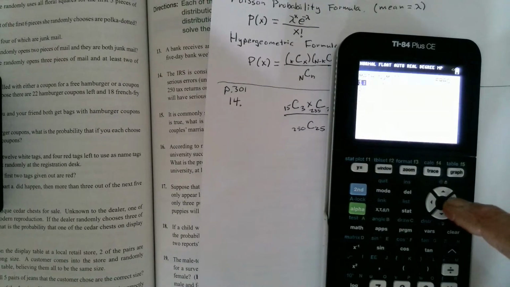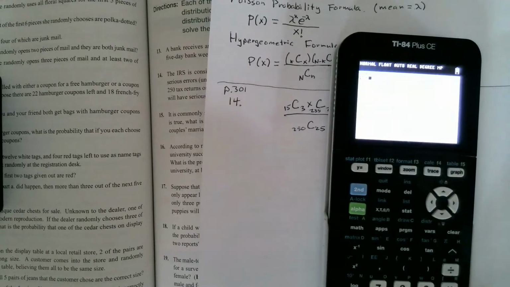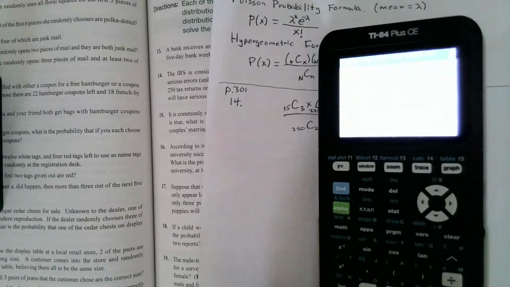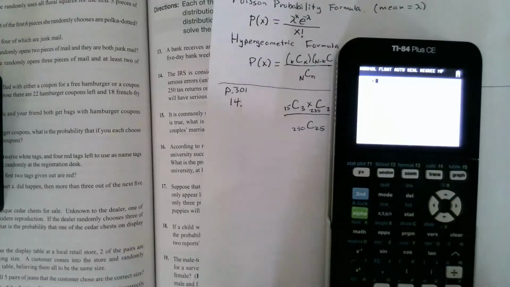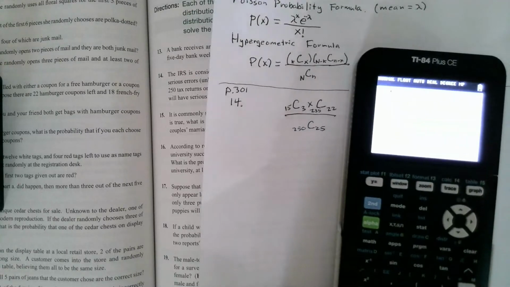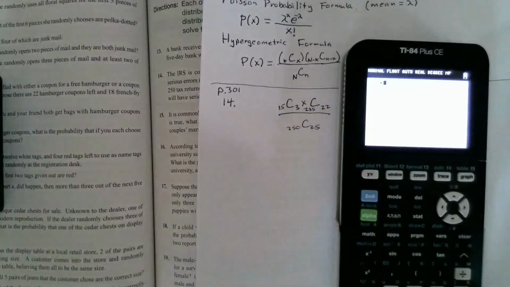Hit the math button. So 15C3 will multiply by 235C22.